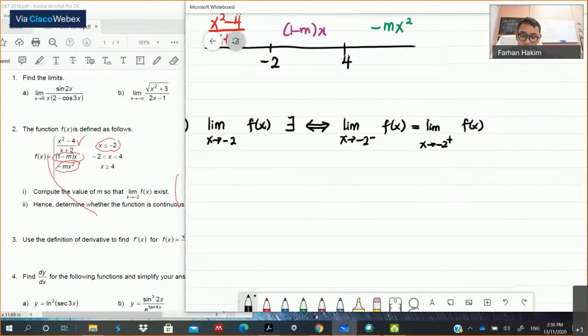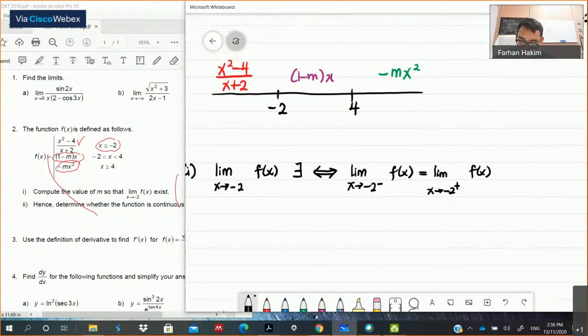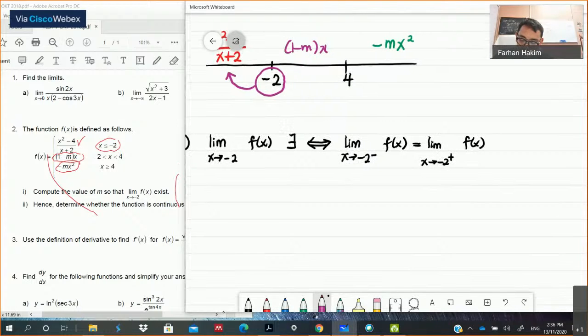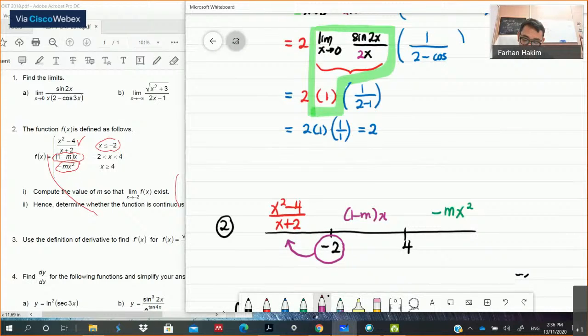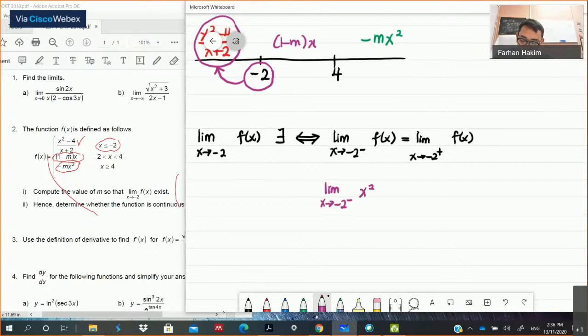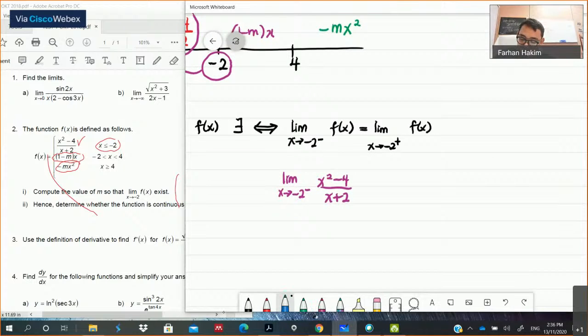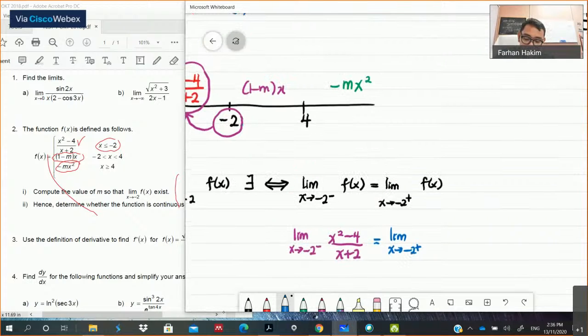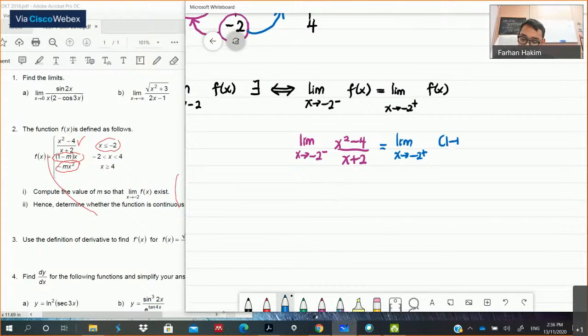So you look at the left side of negative 2. The left side will be using this function. So we have the limit as x approaching negative 2 from the left, using the function x squared minus 4 over x plus 2. And for the right side, we have the limit as x approaching negative 2 from the right of f of x, which is this function, 1 minus m of x.